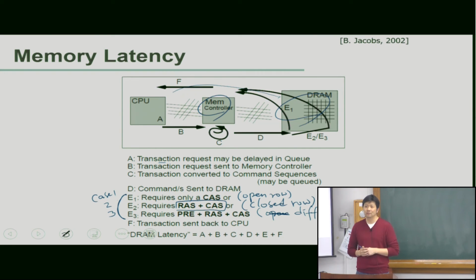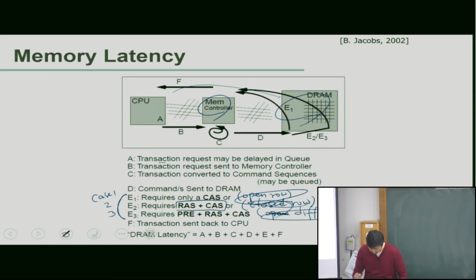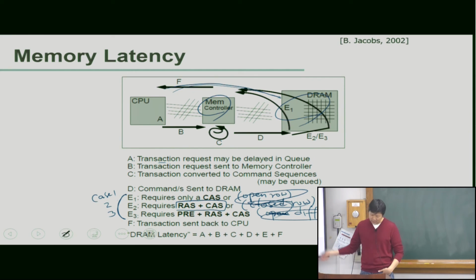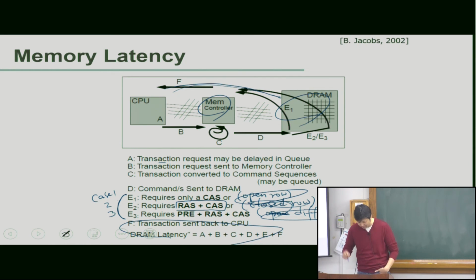numbers of cycles. This one is the best case. This one is the worst case. And this one is in the middle. Okay? So for a DRAM access, you need to pay the cycles depending on one of the three cases. And finally, you also need to pay these cycles to transfer this data back to the CPU. So the entire DRAM latency is A plus B plus C plus D plus E plus F, but E may vary depending on the state of the DRAM.